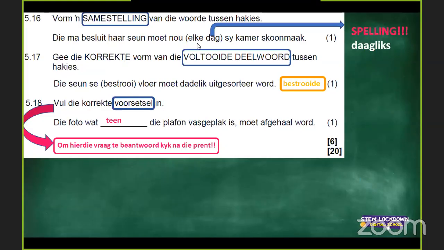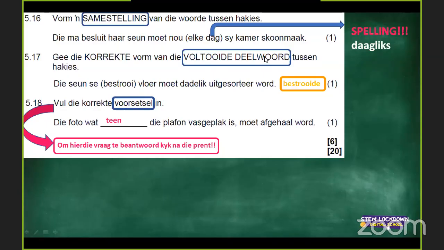If you see the words elke dag in brackets, you can know they want you to write it down as one word, and the spelling is very important here. You guys often forget to write down the second A, and then you write daagliks, and you won't get the mark. It has to be daagliks. Right, hier die korrekte vorm van die voltooide deelwoord.